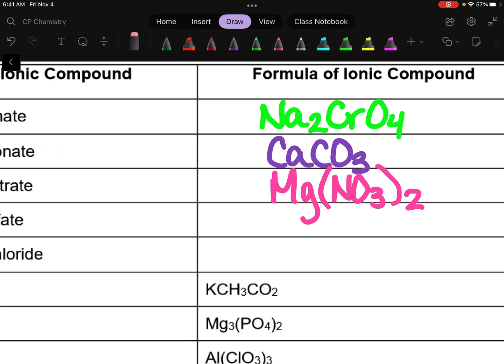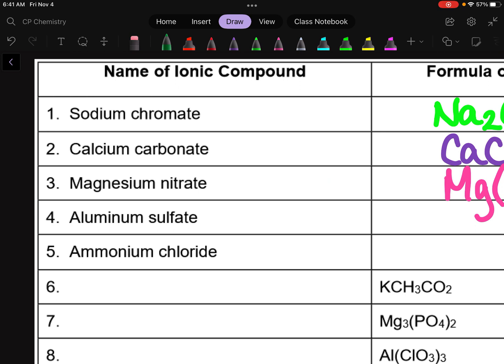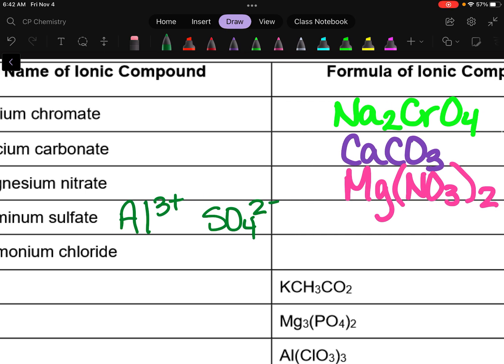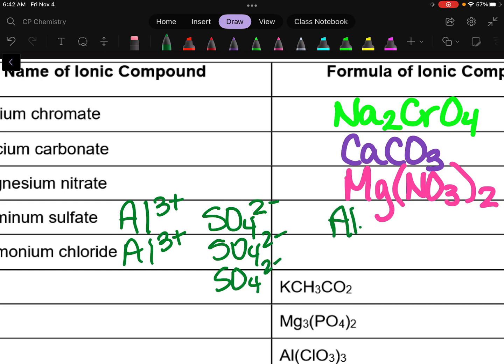Okay, the next one is aluminum sulfate. So aluminum is in group 13, it gets a +3. Sulfate is SO4 with a -2 charge. So looking at these charges, the least common multiple of 3 and 2 is 6. So we're going to need 2 aluminums to make +6 and 3 sulfates to make -6. Okay, so it's going to be Al2SO4 with a 3 outside.